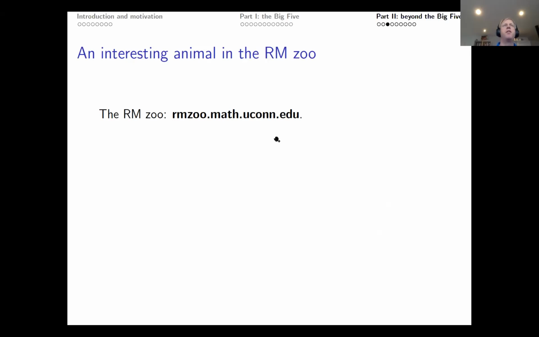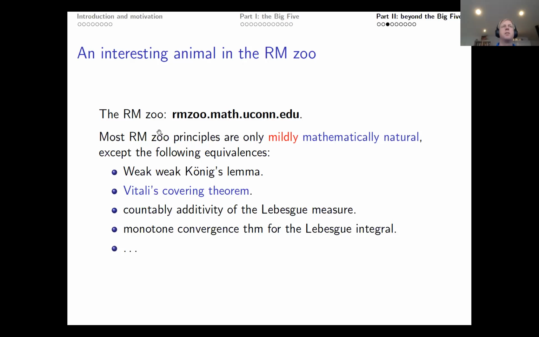But some of the stuff in the zoo is actually nice. So there are some equivalences, like there's Vitali's covering theorem for countable covers, fairly standard math, and that's equivalent to, say, the countable additivity of the Lebesgue measure or the monotone convergence theorem for the Lebesgue integral. So there are some equivalences in the zoo, and they're even reasonably natural. Again, Lebesgue measure, Lebesgue integral, we gravitate towards set theory again.